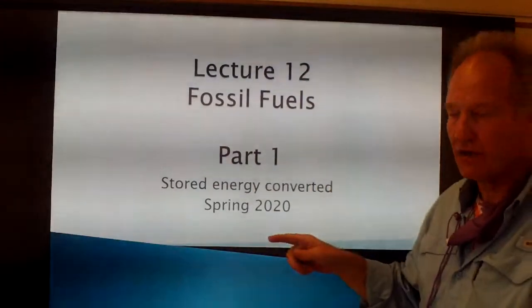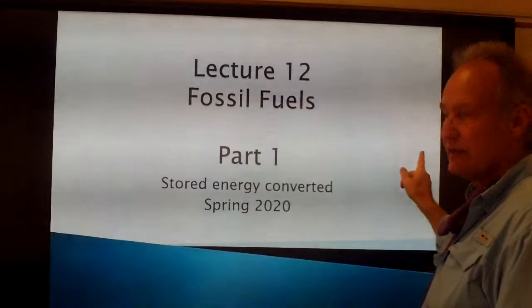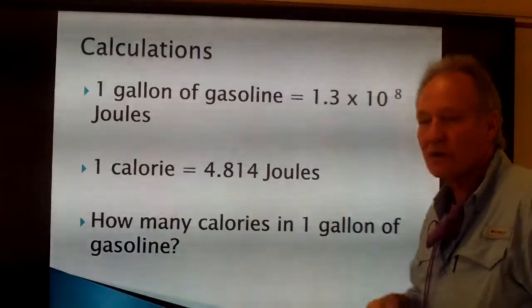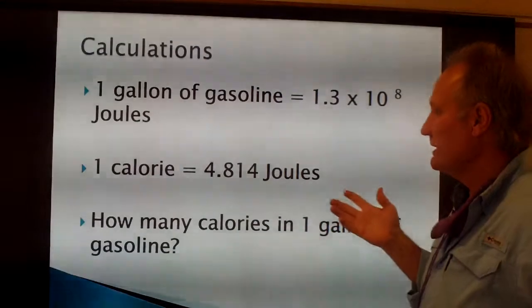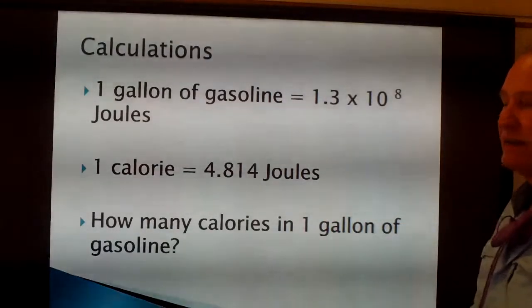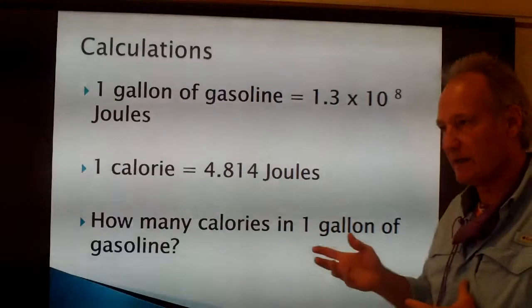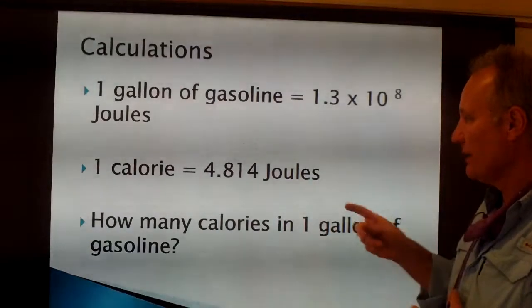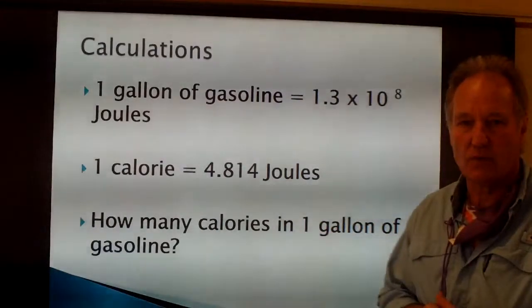So we'll talk about energy and energy stored and converted. So let's start with some calculations. 1 gallon of gasoline equals 1.3 times 10 to the 8th joules. Joules is kind of a measure of energy. 1 calorie equals 4.814 joules.